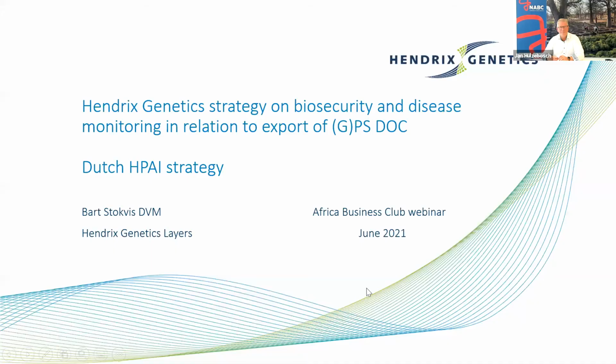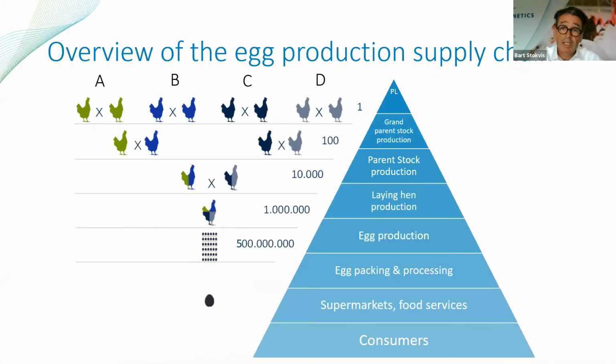Thank you, Jan. I will share my screen. So the subject of my presentation this afternoon is the Hendrix Genetics strategy on biosecurity and disease monitoring. I will also share one slide about the Dutch strategy for high-path avian influenza. So why is high health status important for a breeding company like Hendrix Genetics?